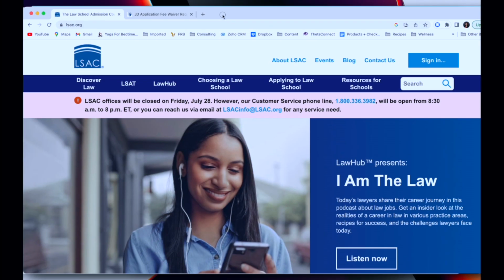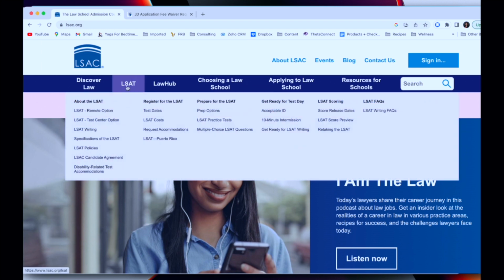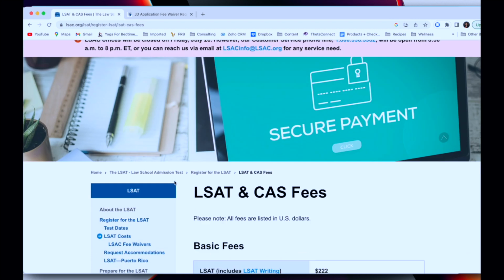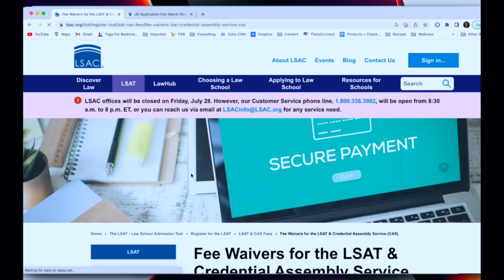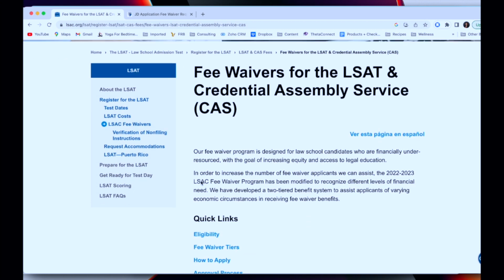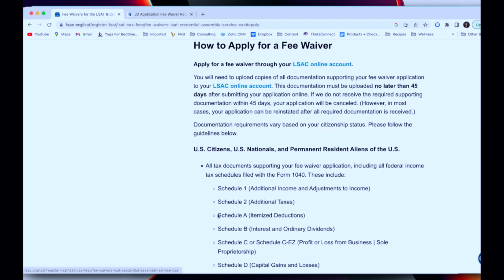That first way is getting a credential assembly service waiver, or an LSAC fee waiver. You would go to the homepage of the Law School Admission Council, go under LSAT, and then under LSAT costs. There you'll see LSAC Fee Waivers, or you could just Google LSAC Fee Waivers, and it'll get you here. You click how to apply, and you apply for a fee waiver right through your LSAC online account.